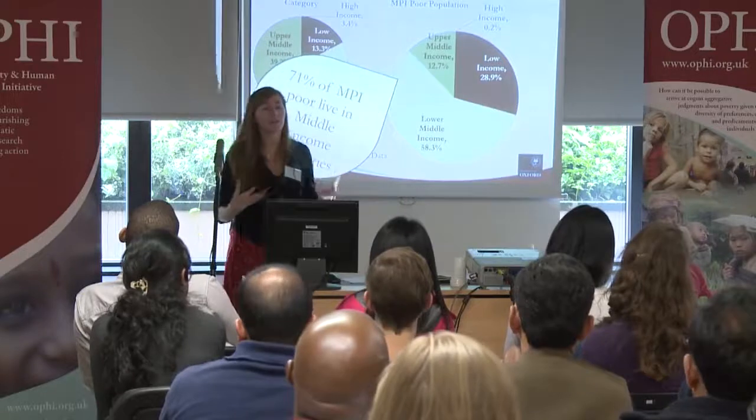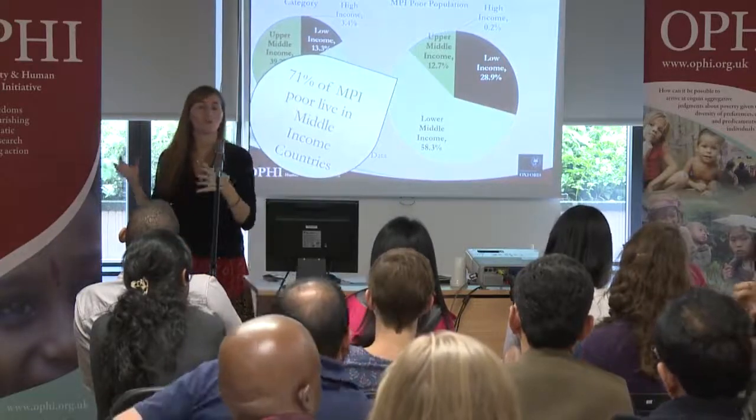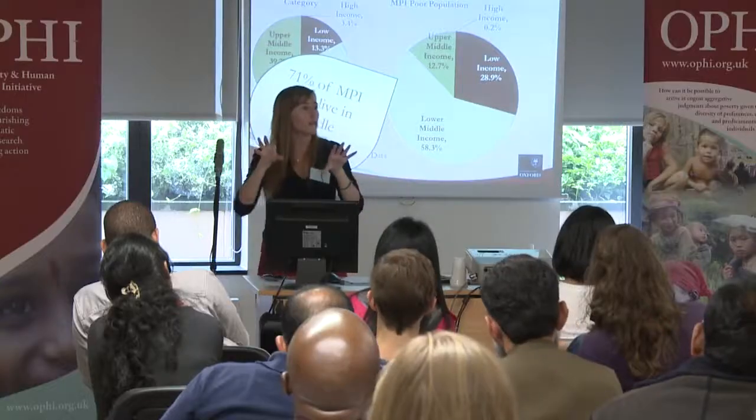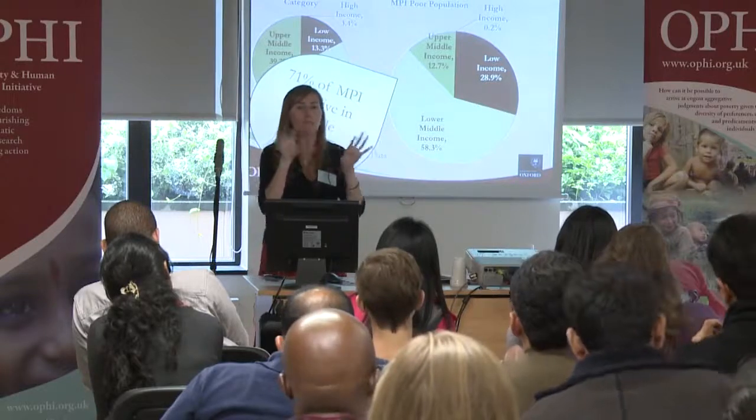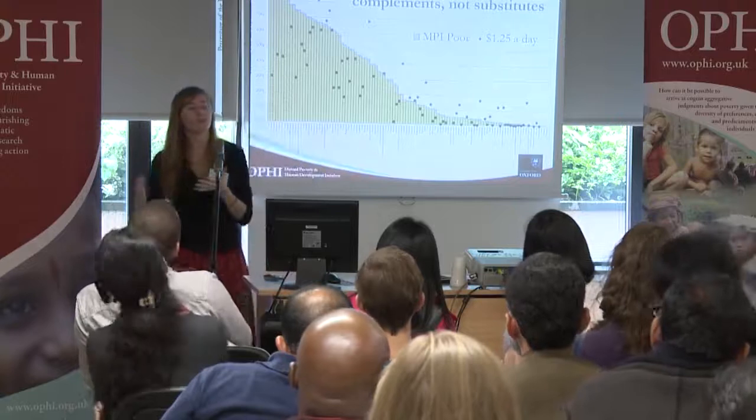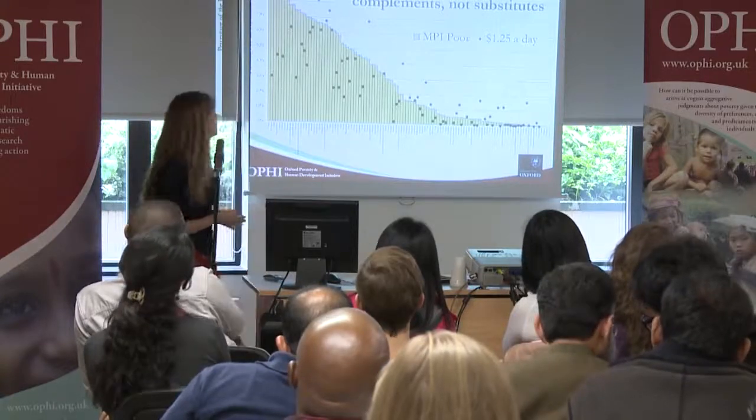Now, even though they are identified as middle-income countries by the World Bank income groups, they are still housing 71% of the MPI poor, showing that sometimes these definitions, income and the MPI, are not talking about the same phenomena. And this graph is also going in that direction, trying to compare these two figures.